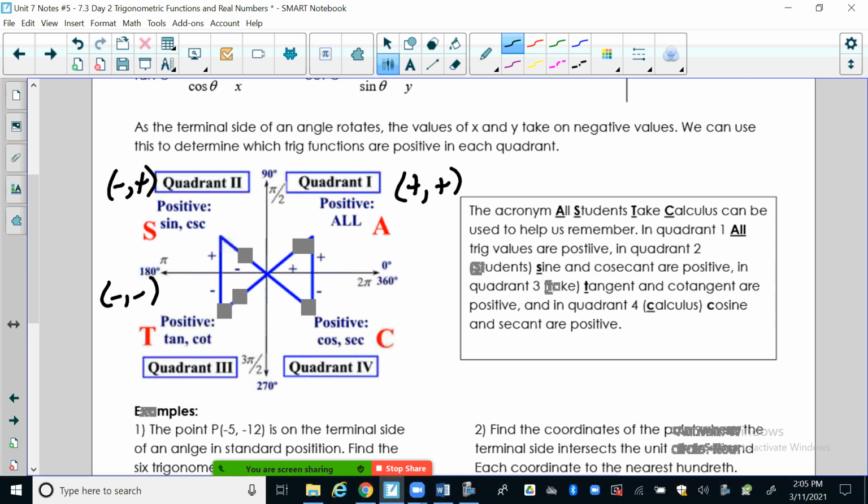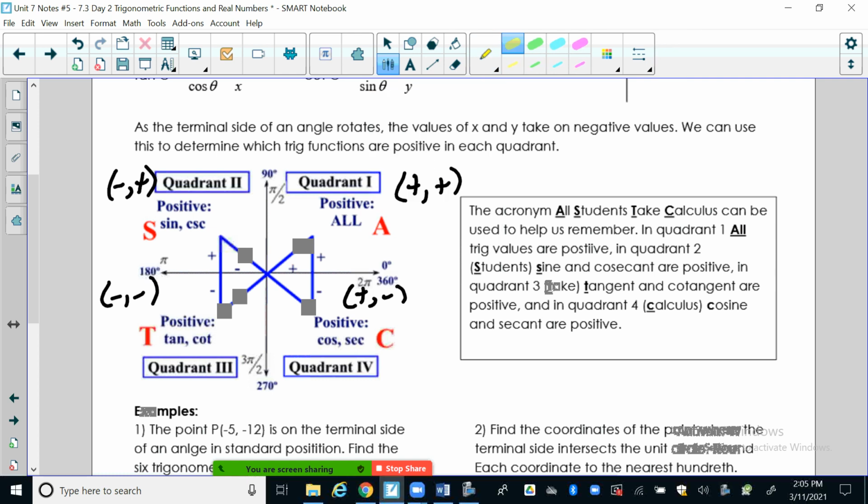And then finally, in quadrant 4, we have positive x values, negative y values, which means that sine and cosecant are negative, but cosine and secant are positive. And tangent and cotangent will be negative, again, because a negative divided by a positive will be negative. So we have an acronym to help us remember which trig functions are positive in each quadrant.